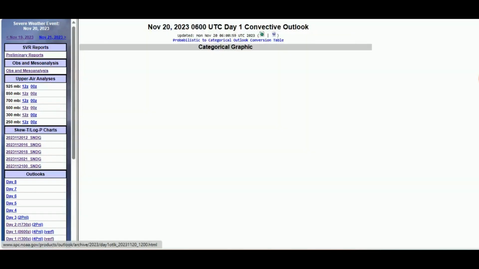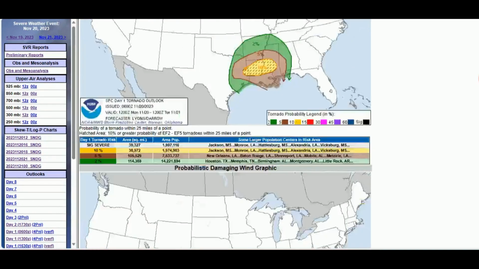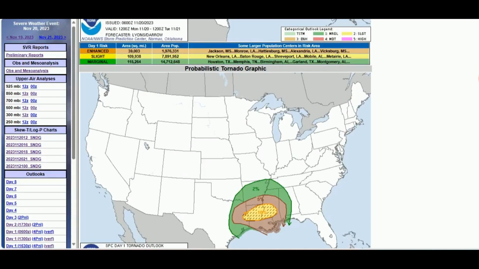And we had an enhanced risk of severe weather from about East Texas all the way to Jackson and even Hattiesburg, Mississippi. This is a level 3 out of 5 severe weather risk, mostly for a tornado threat, but also you had a threat of damaging winds across the lower Mississippi Valley as well.